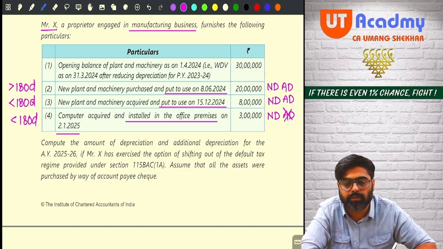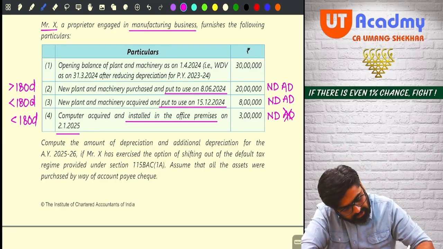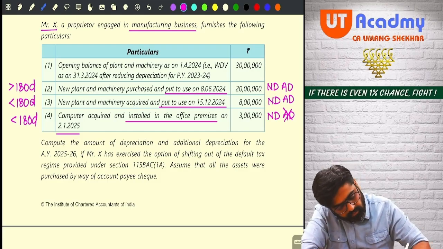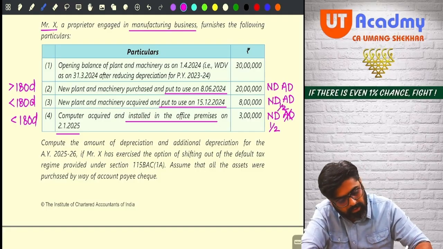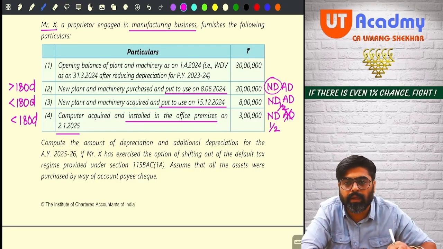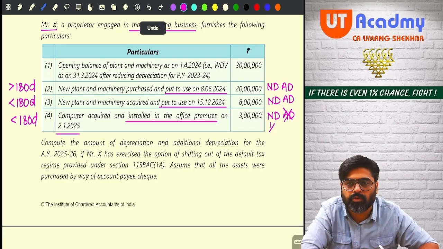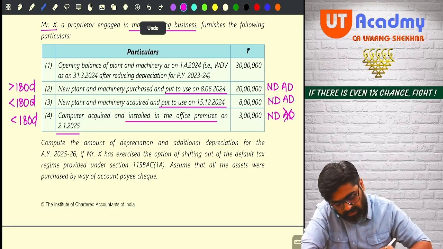See, on this normal depreciation you will get half. On this normal depreciation you will get half. On this also normal depreciation you will get half. But on this you will get full. Getting my point, everyone? Now what they are saying, please check.